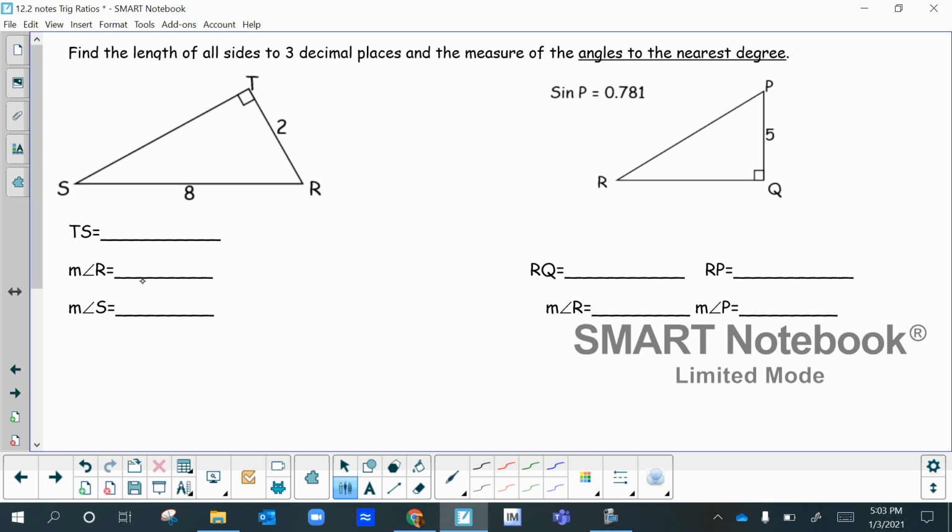Since I have 2 out of the 3 sides, finding TS is basically a review of the Pythagorean theorem. I have this side here, 8, which is the hypotenuse. Let's be clear on that, because a lot of people think the hypotenuse always has to go at a slant. This is the hypotenuse because it's across from the 90. So I'm just going to use the Pythagorean theorem to find side TS. So 8 squared minus 2 squared equals 60.